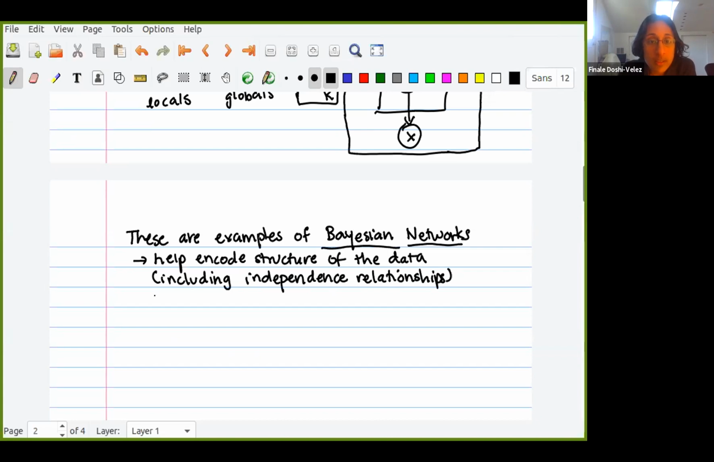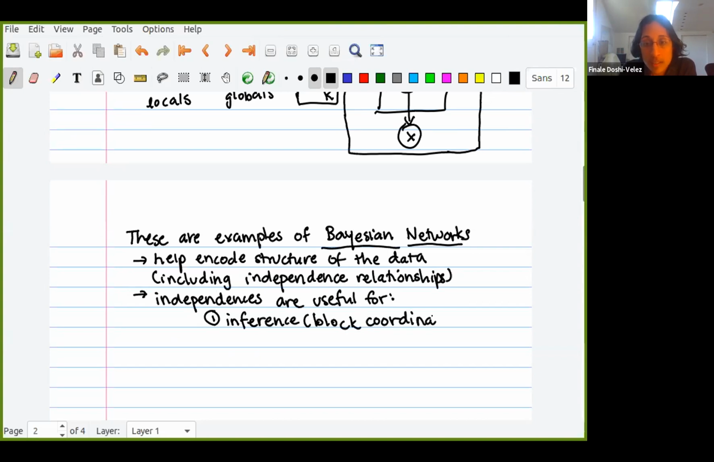That's really useful. So these independencies are useful, and we'll see how for two major things. First of all, they're useful for inference, these kind of block coordinate ascent type schemes that we've been looking at so far in class.